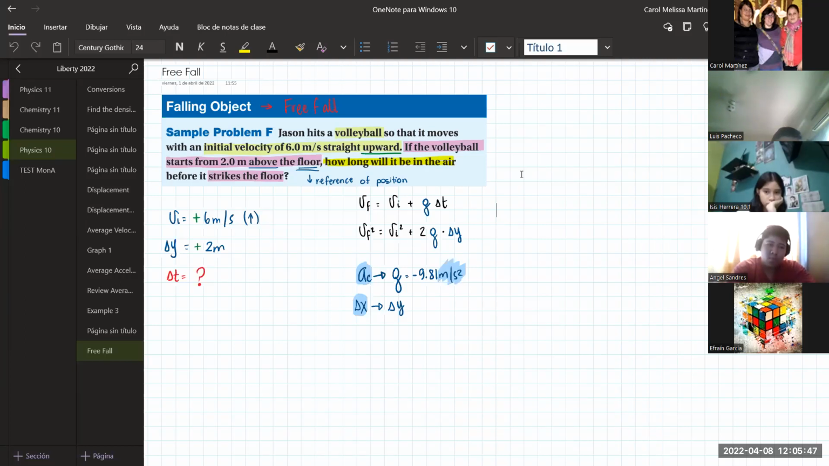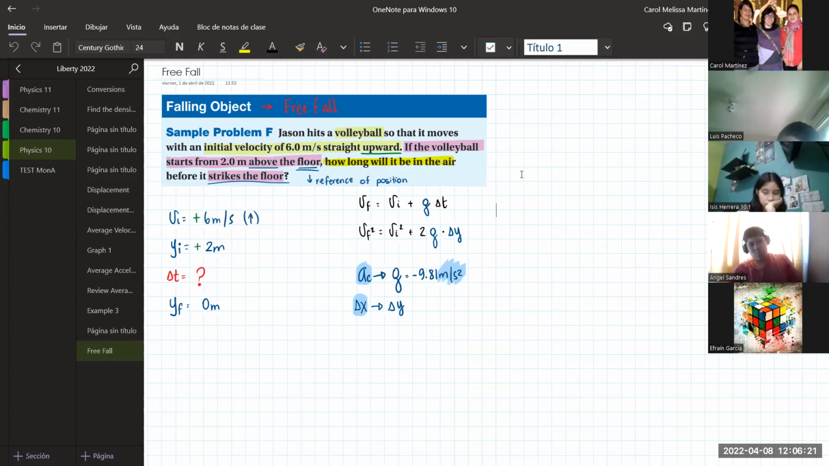Where is the ball? Zero, exactly. Initially, my volleyball was at 2 meters above the ground, but at the end, the problem says that it strikes the floor. So my final position is going to be 0 meters. Okay, so I have everything I need to calculate what I need.